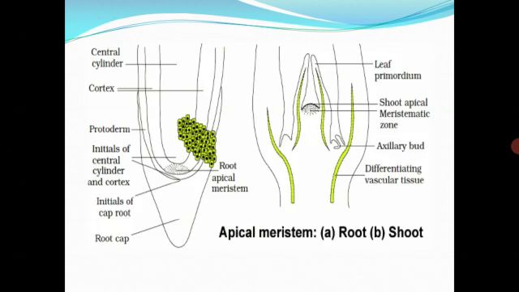tissues. So here the apical meristem, that is of a root, has been shown, and then a shoot. The root apical meristem has been shown, you can just see over here. This is the root cap. This is in the root. Whereas in the shoot, they have shown the shoot apical meristem, the meristematic zone, the axillary bud, and here is the differentiating vascular tissue. So here I told you apical meristems are present at the tip of the root and the tip of the shoot.